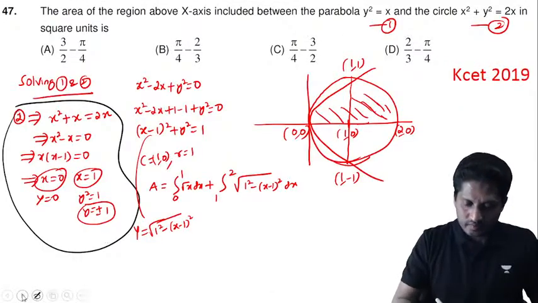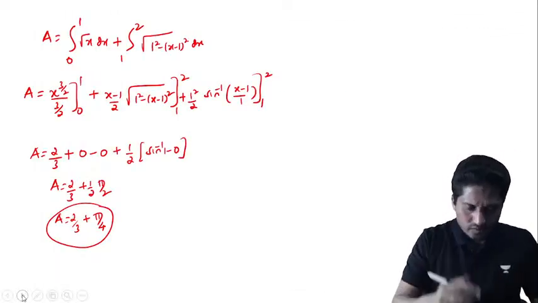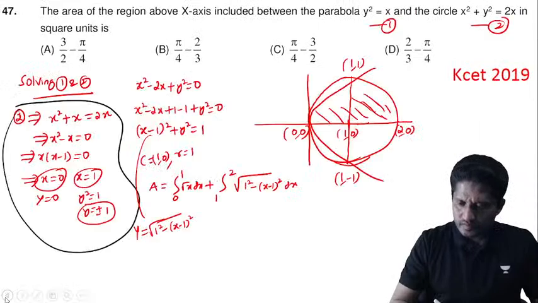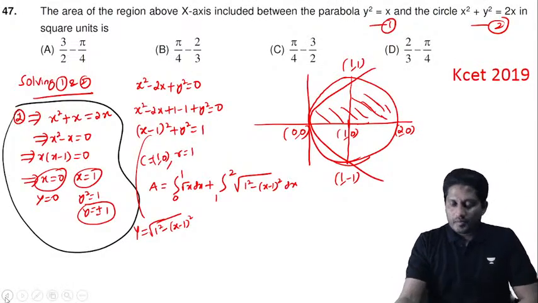There's some error. 2 by 3, 2 minus 1 is 1 only, no? Up to here it is correct.